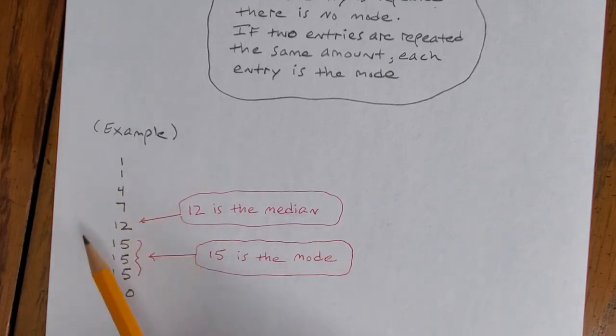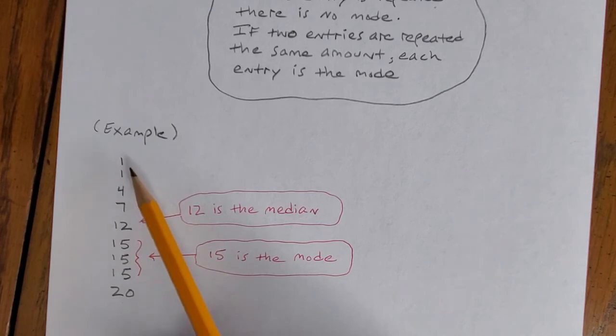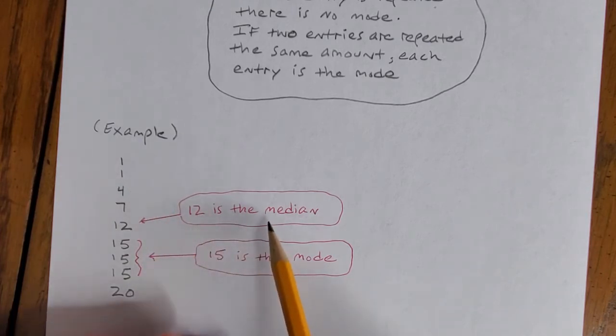Now, if the data set has an odd number of values, there will always be a number that's right in the middle, okay? Half of them will be below, and half of them will be above. So 12 will be the median.